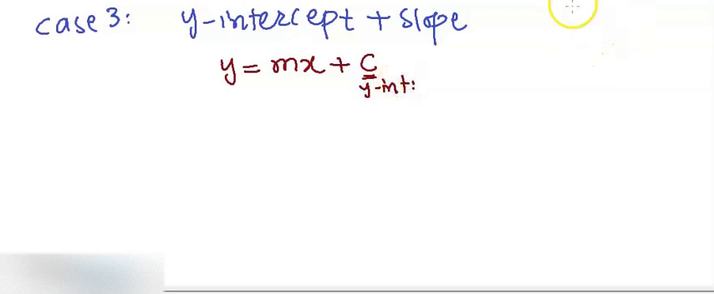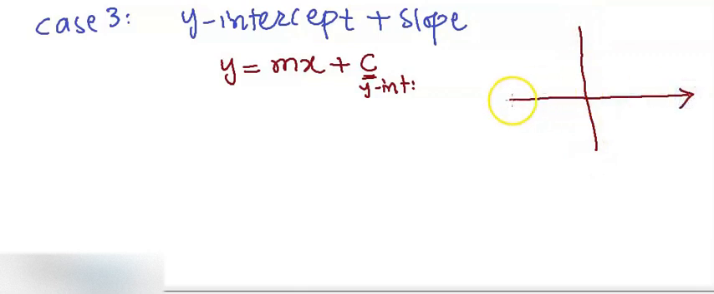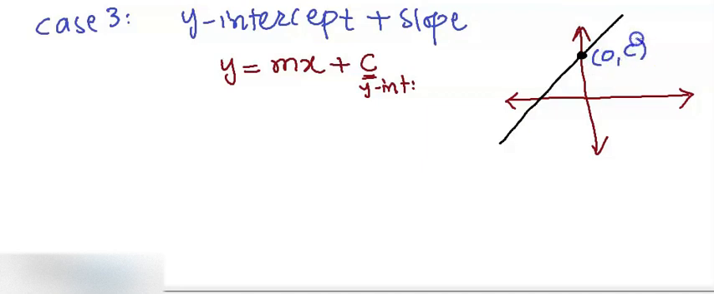So the takeaway message of this case is that, let's say we have a line that is passing this way. Now this line is passing through the point on the y-axis, that is the y-intercept. Let me call this point 0 comma c.